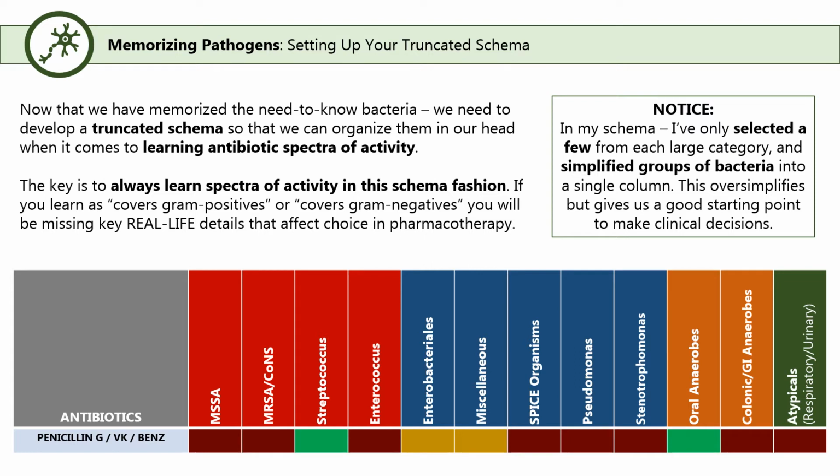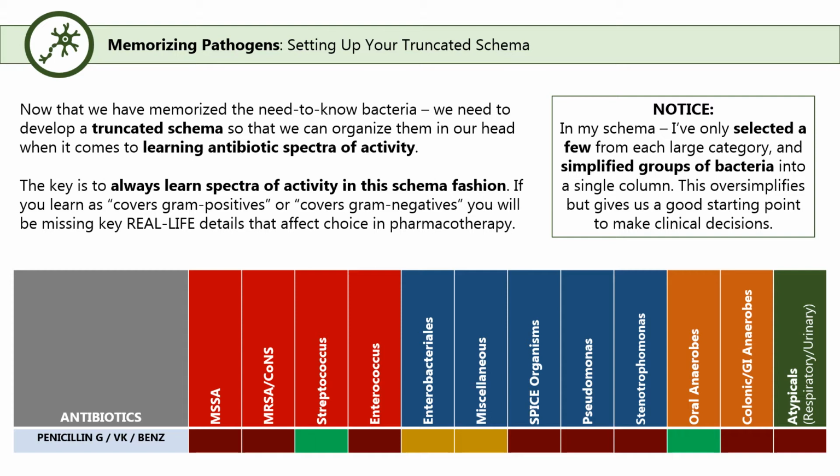For example, if you say you get more gram-positive coverage with early cephalosporins, you may forget that no cephalosporins cover any Enterococcus species. Similarly, if you say gram-negatives cause intra-abdominal infections, you might want to treat Pseudomonas or miscellaneous pathogens, which are uncommon GI pathogens.